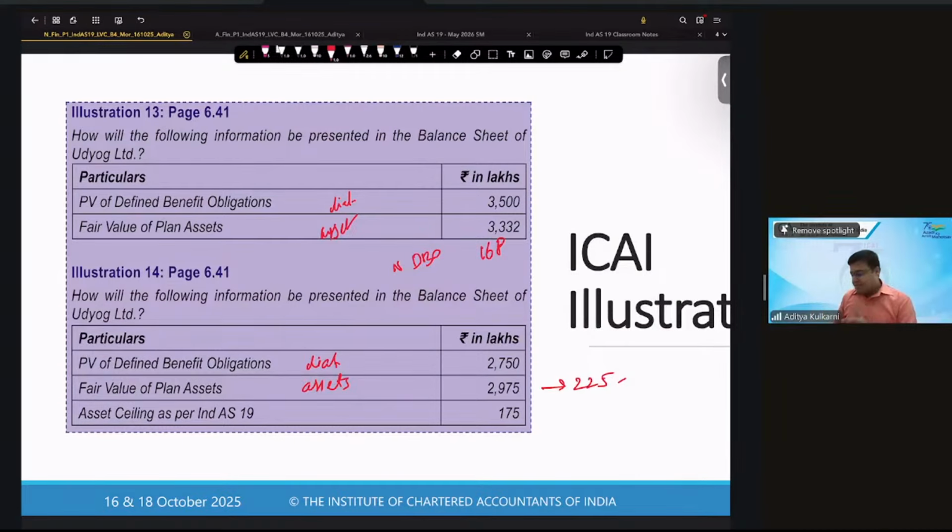But there is an asset ceiling of 175. That means what? It means, see, it looks like this. This plan asset typically is a trust. Okay? Trust ka matlab, it won't be just a piece of paper, right? The trust will have its own employees who will manage the investments. It will have its own administration charges.